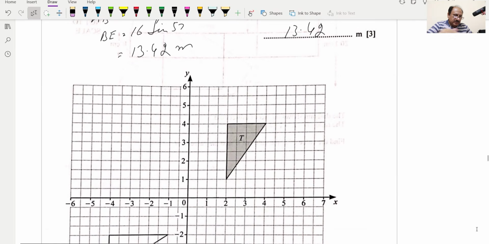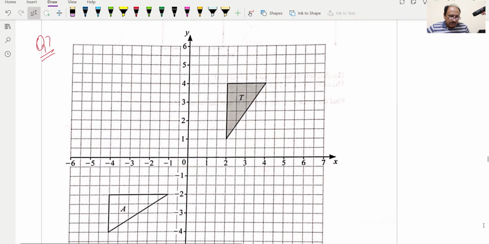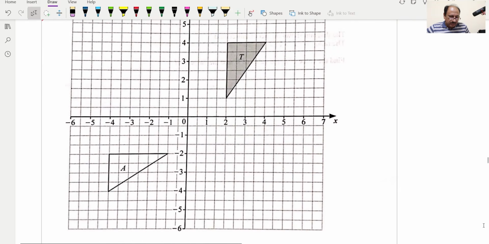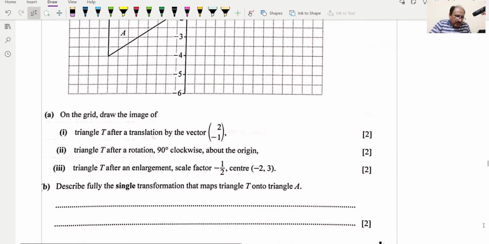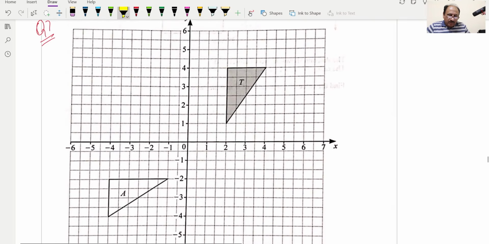Now this is basically question number 7, starting from here. Okay, so this is question number 7, transformation question. Diagram A and T are provided triangles. On the grid, draw the image of triangle T after translation (2, -1). So 2 units right and 1 unit down.